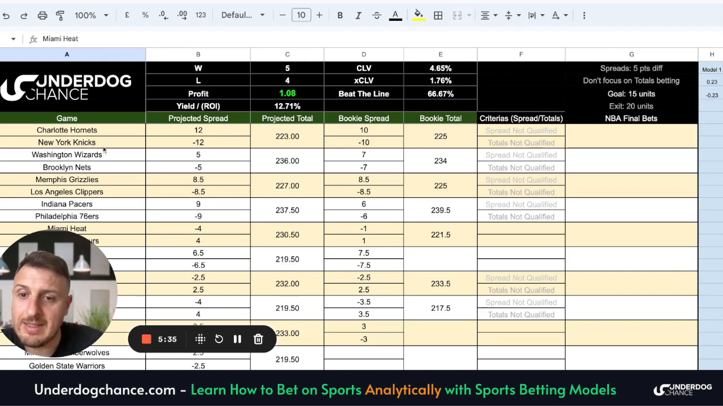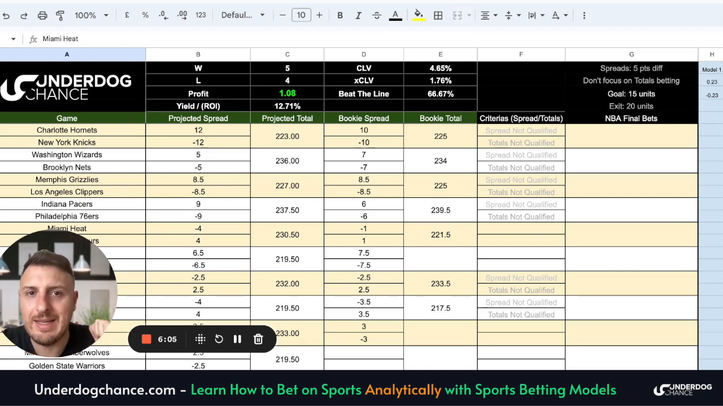Charlotte Hornets against Knicks, my projected spreads. Spreads and the odds are two different things. Minus 12, minus 10, as you see, a 2-point difference. I'm looking for at least a 5-point difference. On some very rare occasions I can go with 4, but usually in the past I was using a 7-point difference. Maybe later I can change this. If I reach the goal or if I am close to 15 units, then I can be a little bit more selective. So it is a strategy play.